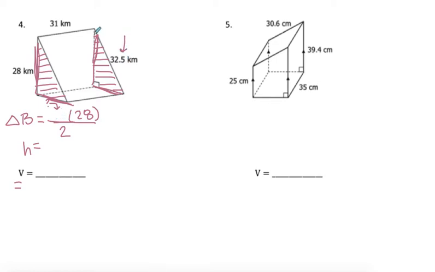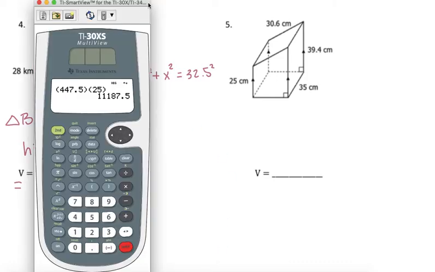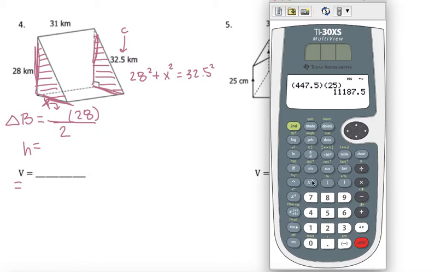I can do the 28, but I need this piece for the area of my triangle. This is not the base, even though it's part of my triangle. This is not it. However, it does help me identify that's my hypotenuse. I can do 28 squared plus that unknown squared, and it has to equal the 32.5 squared. Once we have those missing pieces, then we can plug that back in. So I've just made this x.